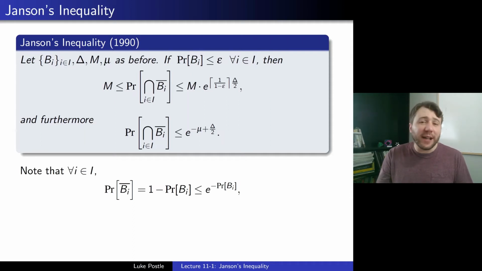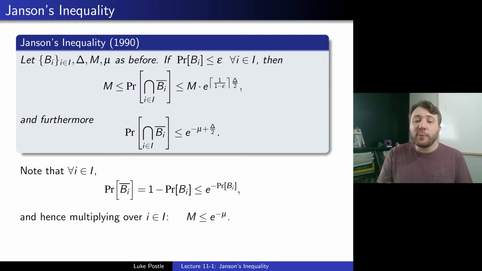We'll note that for every i in I, the probability that B_i doesn't happen, which is 1 minus the probability B_i does happen, is, by the standard inequality, at most e to the minus probability of B_i. And so if you multiply that over the i in I, which would give you M, then you'd actually get an upper bound for each, which would sum up in the exponent, so that would give you that M is at most e to the minus mu. So that second upper bound, the e to the minus mu term, is actually an upper bound of M, and so they are rather close.